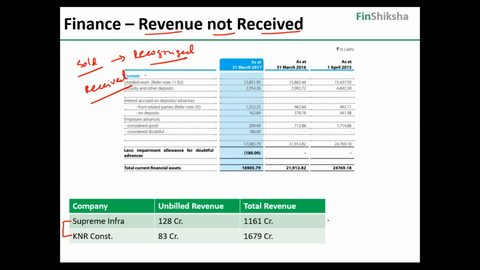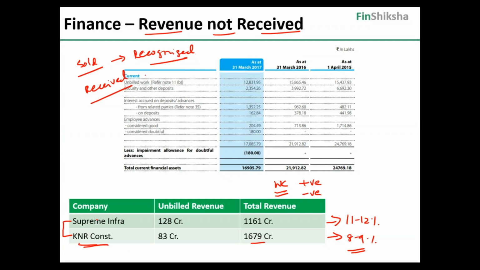If you take the percentage, and this usually happens, that's why we usually focus on working capital. I'm not getting too deep into working capital, whether positive is fine or negative is fine, due to paucity of time. But if you take a percentage, this is more than 11-12%, and this is less than 8-9%. So surely KNR Construction has some edge over Supreme Infra.